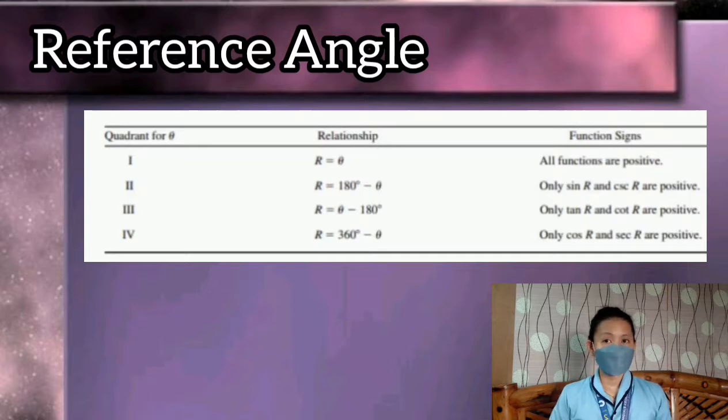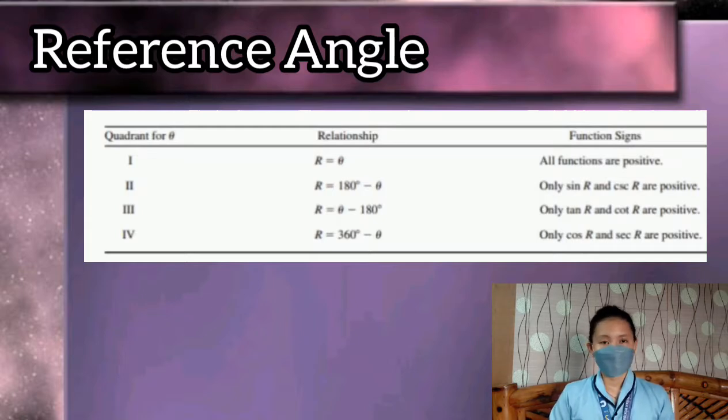So for quadrant 1, angles that lie between 0 degrees and 90 degrees, the reference angle formula in degrees is: the reference angle is equal to the angle in quadrant 1. And in quadrant 1, all functions are positive. So let us remember that those functions are the 6 trigonometric functions: sine, cosine, tangent, cosecant, secant, and cotangent. So that is for quadrant 1.